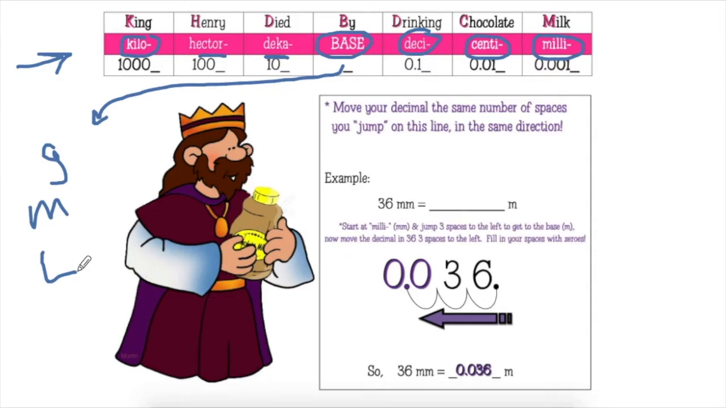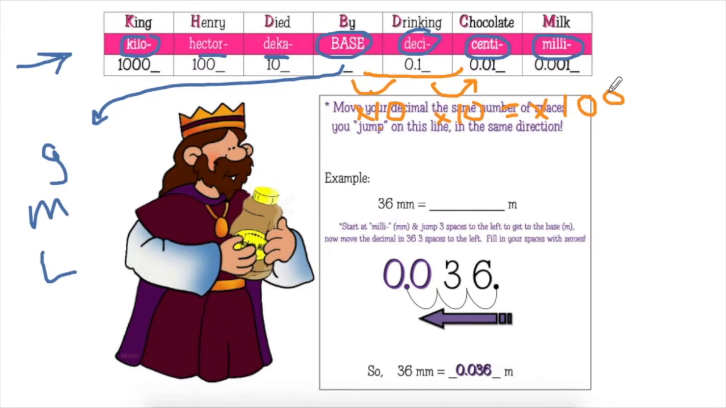Now let's take a look at this example here. This is a little shortcut to help out, but each time you jump from one box to the other, it's worth a times 10. And this one, times 10. So if I moved from base to centi, well, that's 10 times 10, which is equal to 10 times 100. Okay, and hopefully it'll make a little more sense if we go through this.